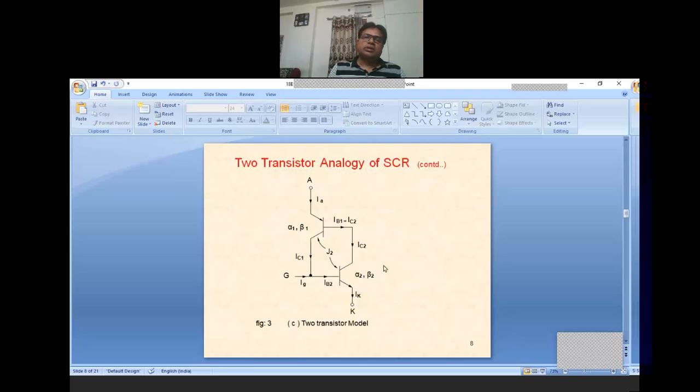So this is a simple explanation of how the working of an SCR can be analyzed and compared to two transistors, PNP and NPN, connected in back-to-back configuration.